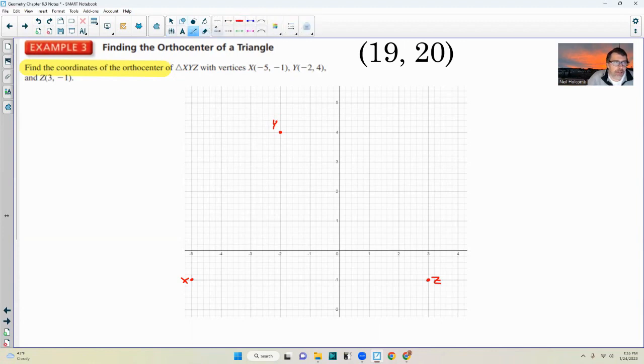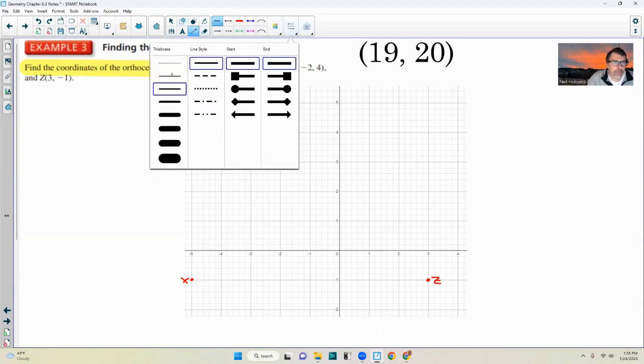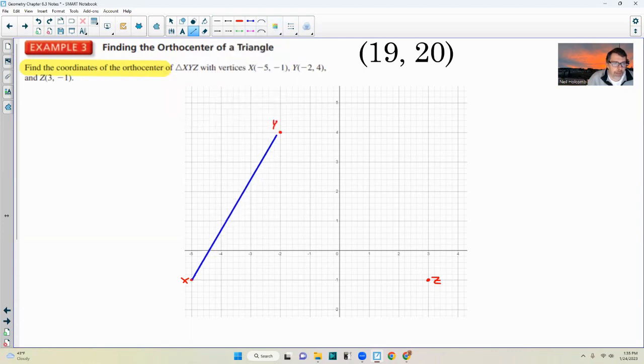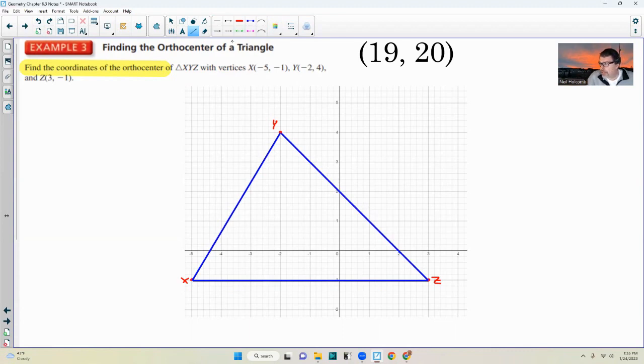Okay, so let me connect these. Here's segment XY. Here's segment YZ. And this is segment XZ. So there's my triangle. So there's the graph of the triangle XYZ. So that's step 1. Find the vertices. So there's 3 vertices and graph them. That's step 1.